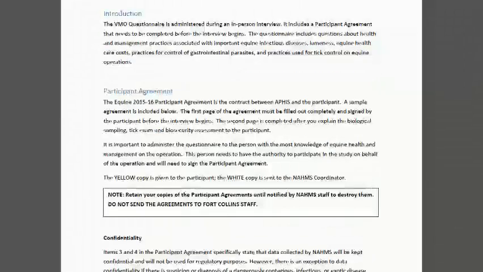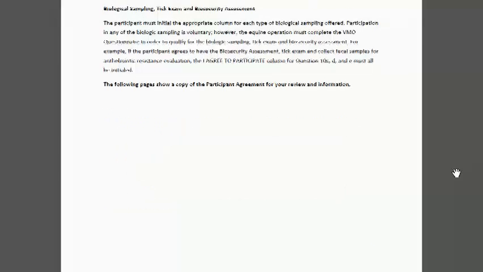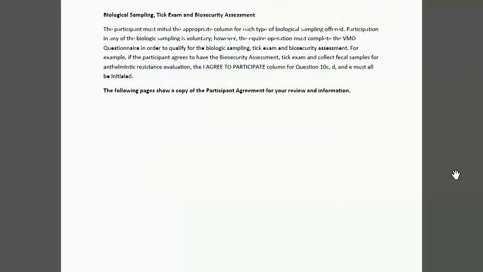Okay, so on the next page, it's about the biologic sampling, tick exam, and biosecurity assessment. Again, they need to initial, they want to do it or they don't want to do it for each option. Key point is they don't have to do any of the biologics or biosecurity assessment. If they only want to do the questionnaire, that's fine. They can do one of the biologics and not the others. So they can pick and choose. But they can't participate in the biologics until they've completed the questionnaire.